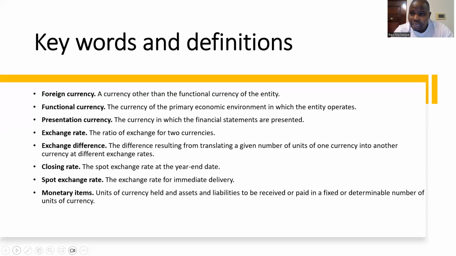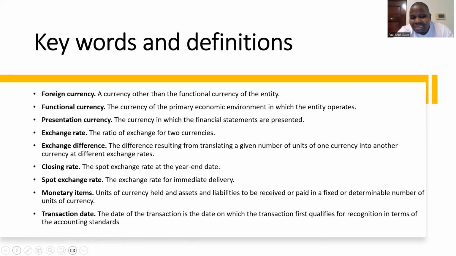We're also going to see what are non-monetary items and what are monetary items. Which rate should we use to translate monetary and non-monetary items? Quite important. Transaction date, the date of transaction. That is the date on which the transaction first qualifies for recognition in terms of the accounting standards.